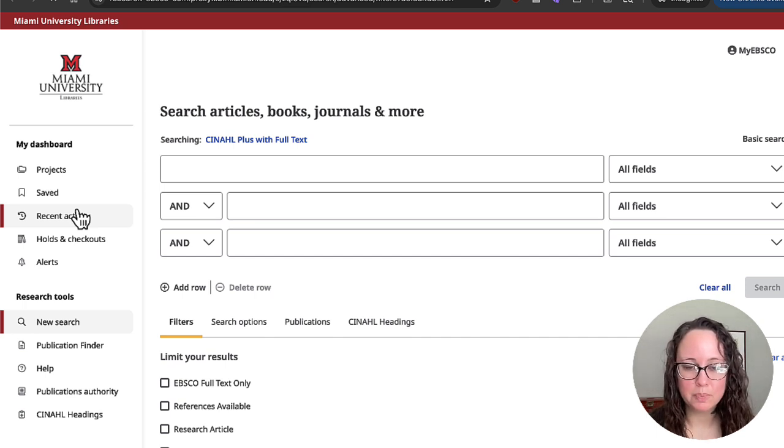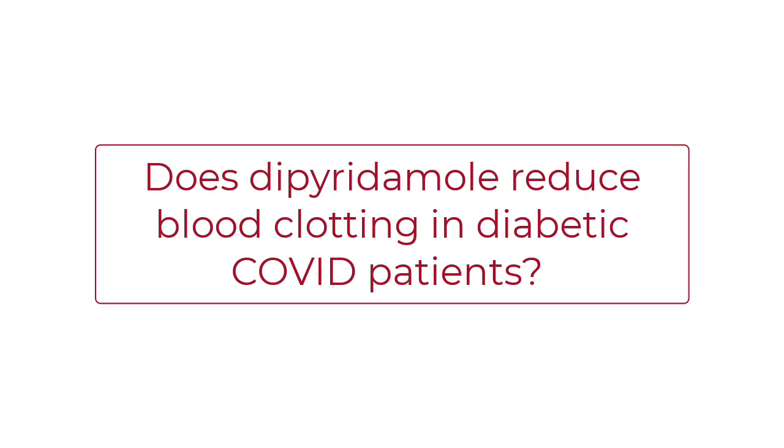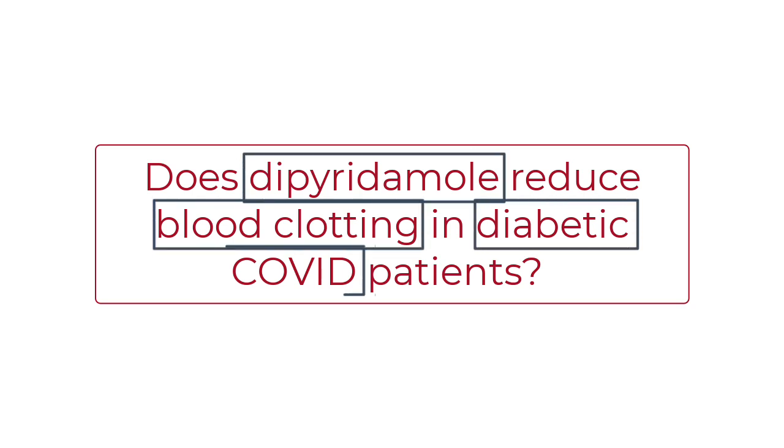of your topic. For this example, I'm going to use the research question, does the drug dipyridamole reduce blood clotting in diabetic COVID patients? This can be broken down into 4 subtopics: dipyridamole, blood clots, diabetics, and COVID-19. Each of these subtopics can be broken down into several different synonyms or related terms, which we can use as keywords. Check out the other videos in this playlist to learn how to break down topics and generate keywords if you're not sure how to do this.